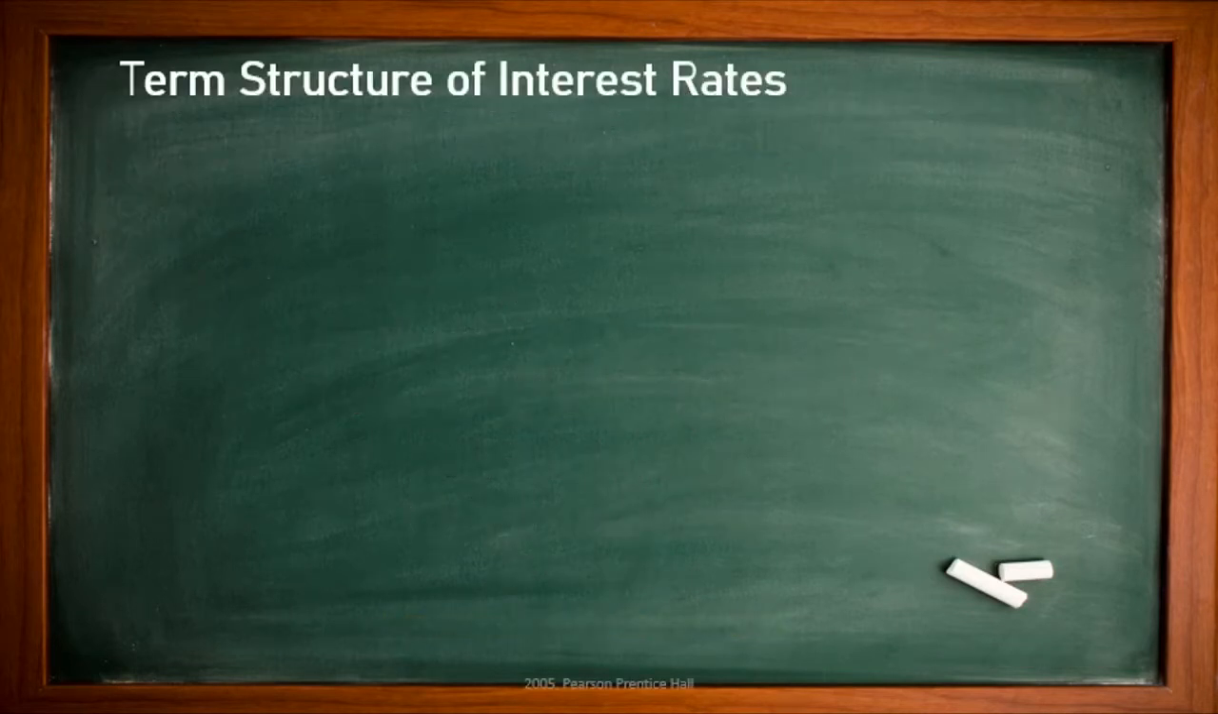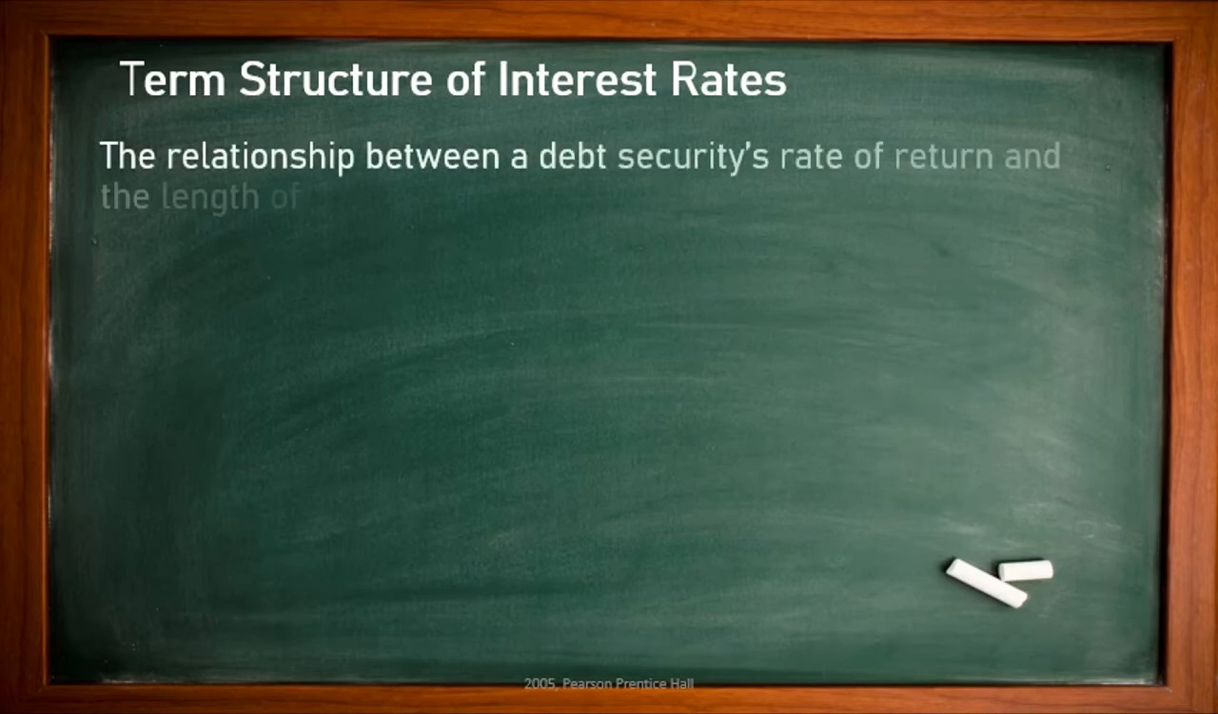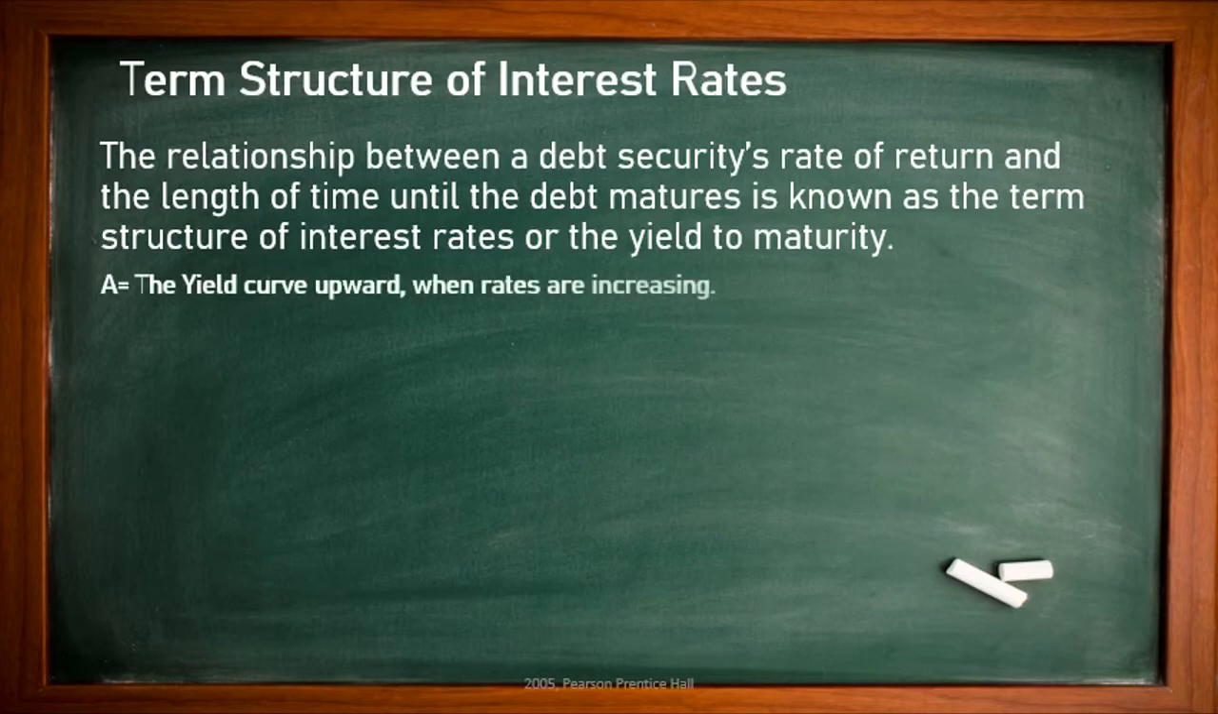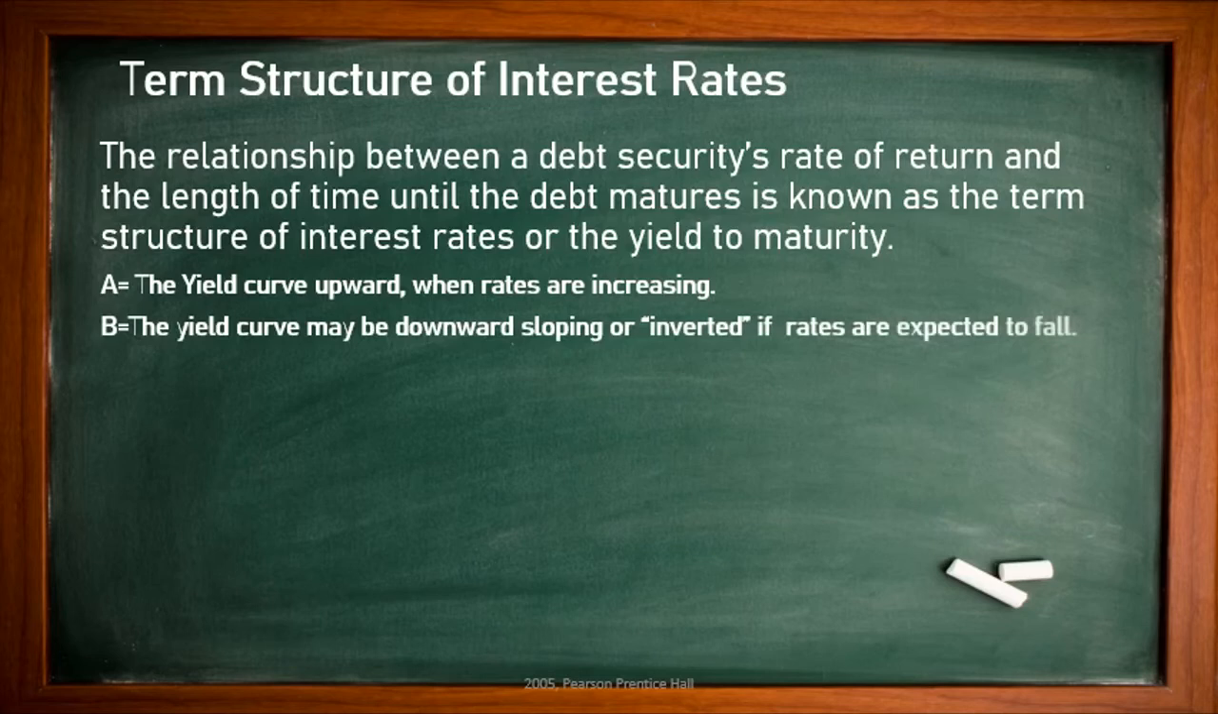Term structure of interest rates. The relationship between the debt securities' rate of return and the length of time until the debt matures is known as the term structure of interest rates, or the yield to maturity. A, the yield curve is upward sloping when rates are increasing. B, the yield curve may be downward sloping or inverted if rates are expected to fall.